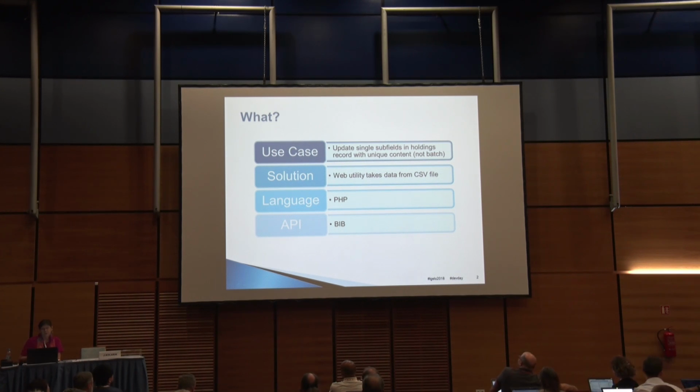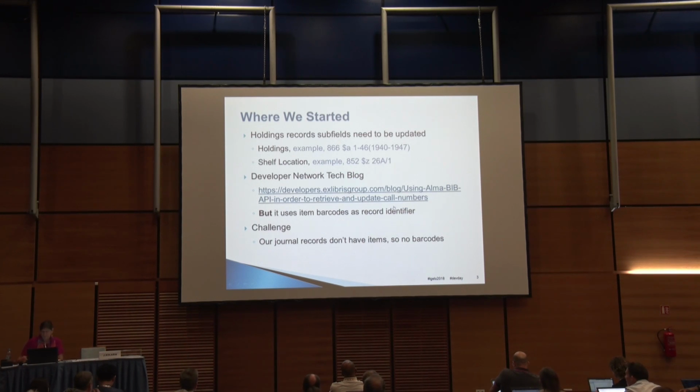So we wanted a web utility that would let us put this data back into a CSV file and then just upload it to Alma without having to go in and update each individual subfield, because that's harder than putting something in a spreadsheet. So I wrote the algorithm, and we have a tech guy who did the PHP programming, and we used the bib API. And so it's, again, very simple.